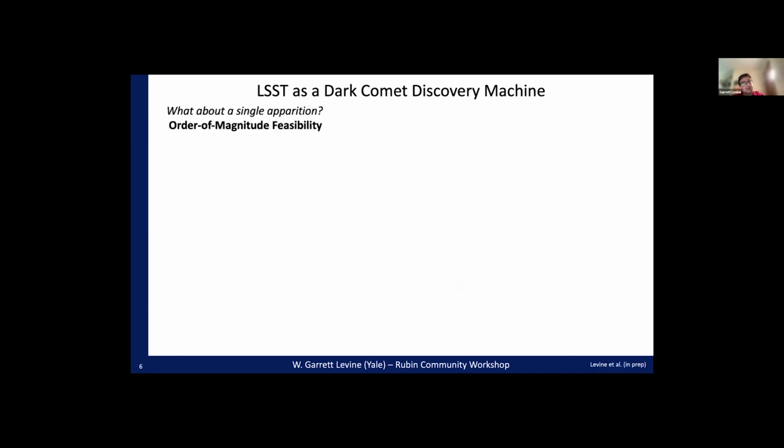Now, what's really interesting to me is the fact that LSST may not only detect multiple apparition dark comets, but it may also have the capability of detecting dark comets on a single apparition. Broadly, that's important because that tells us that the outgassing is occurring while LSST is looking. It's not causing some displacement in the years between the apparitions, but it's actually happening in the month or so that LSST gets to see the dark comet.